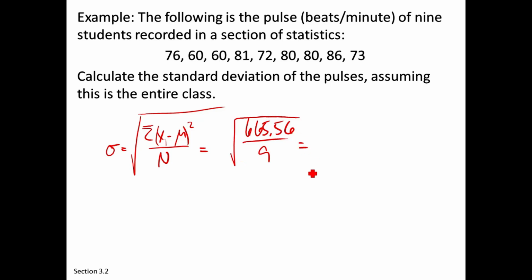So what do you get if you take 665.56 divided by 9 and take the square root? The variability should go down a little bit, actually. Anybody got a calculator? Help me out. Nobody? We all have calculators, come on.